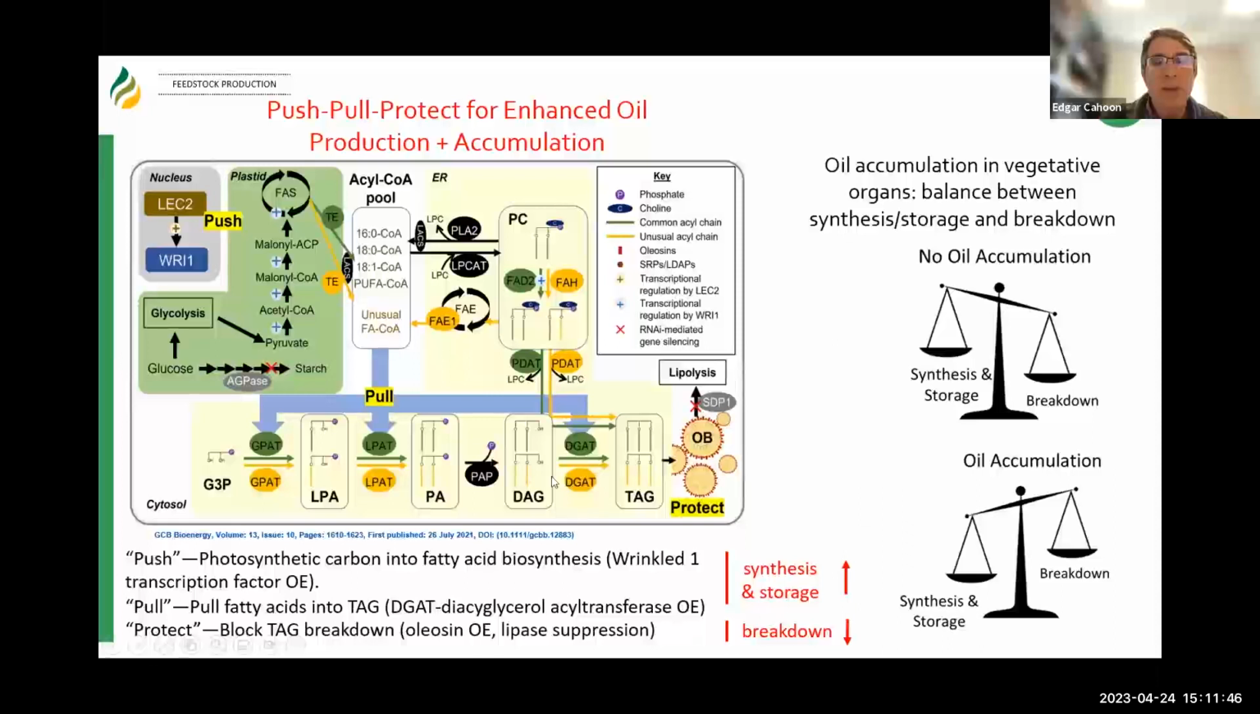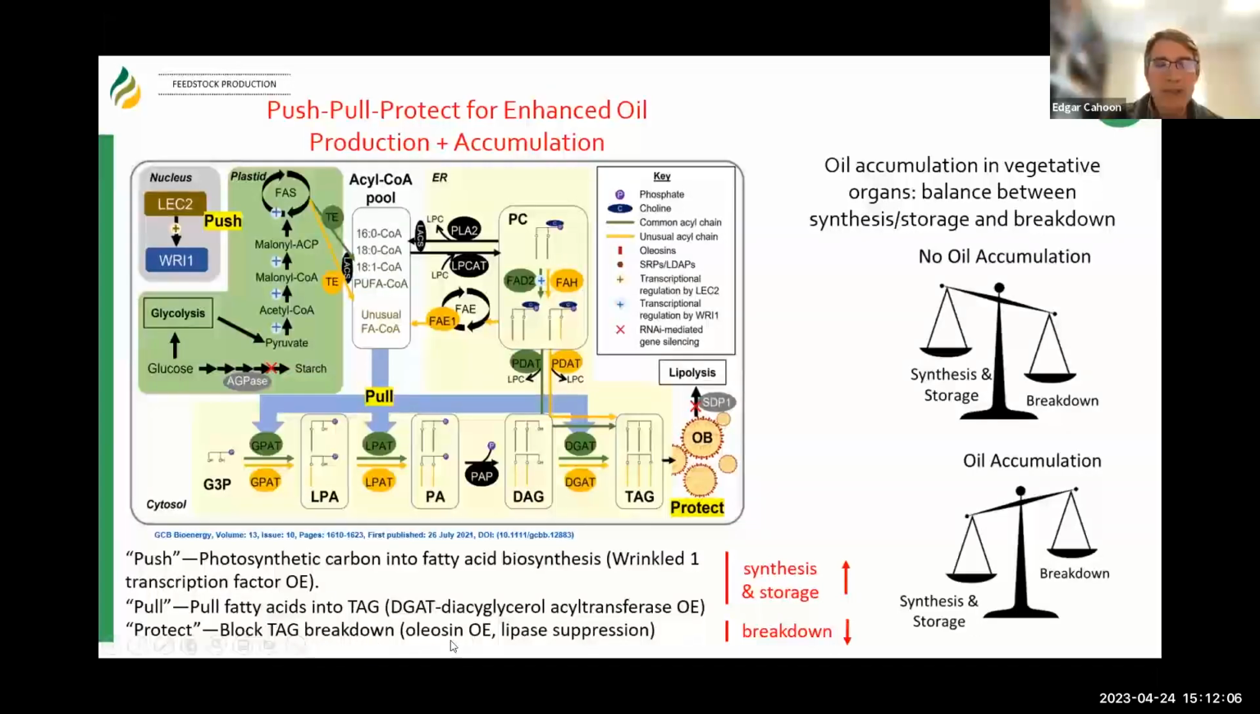And the final step in that pathway is catalyzed by diacylglycerol acyltransferase to make the TAG. And so this is pulling the fatty acid flux into the TAG. And then to accumulate the TAG, so the TAG would end up in oil bodies, we want to protect it from breakdown.